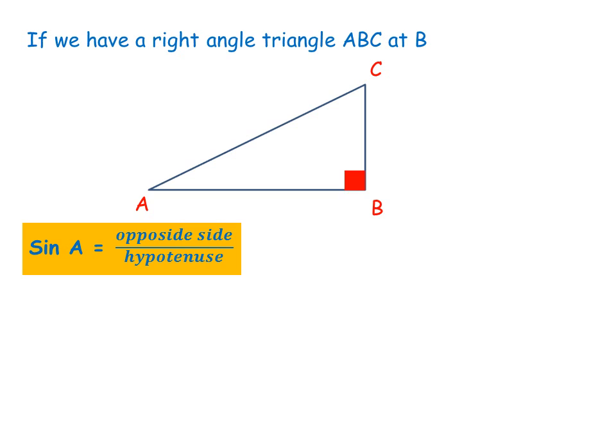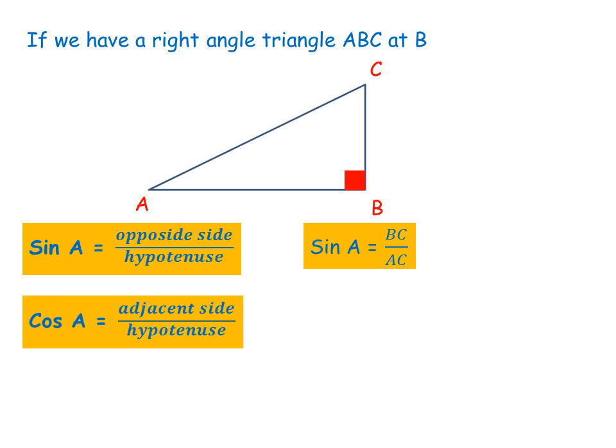So again, when we are talking about sine, cosine, and tan, we are talking about a right angle triangle. So the first ratio, which is sine angle A, equals the opposite side of the angle A over the hypotenuse of the triangle ABC. So the opposite side of the angle A is BC over the hypotenuse, which is AC. So sine A equals the length of BC over the length of AC.